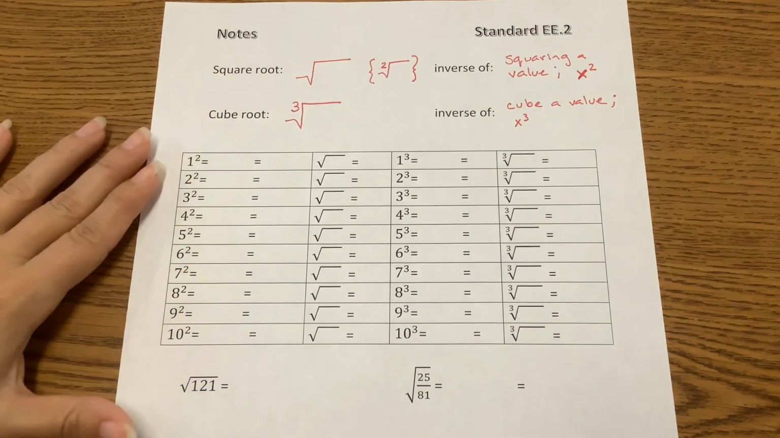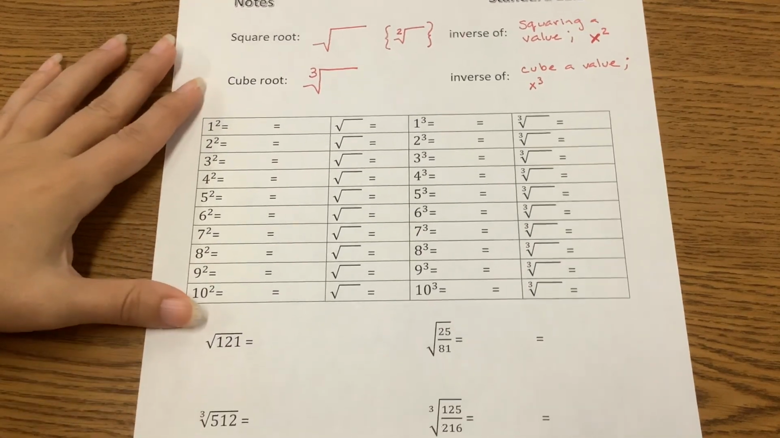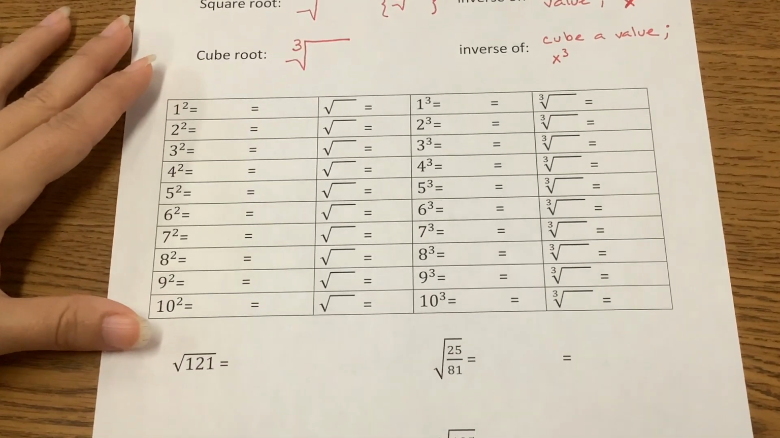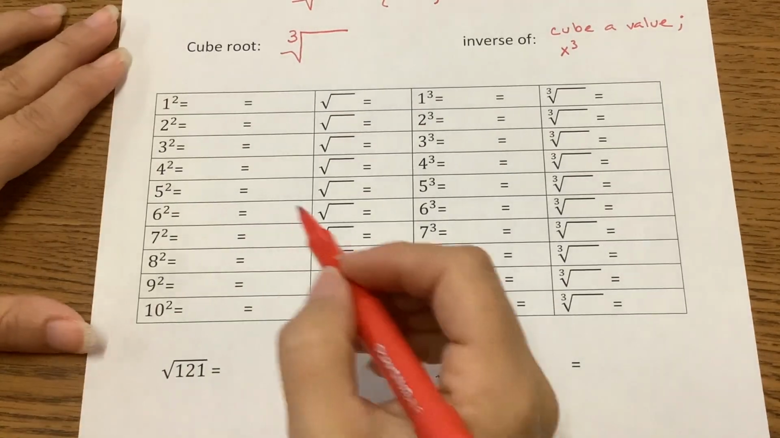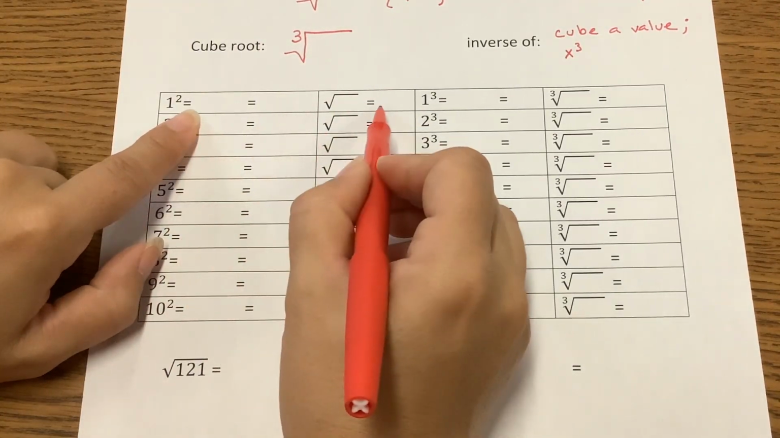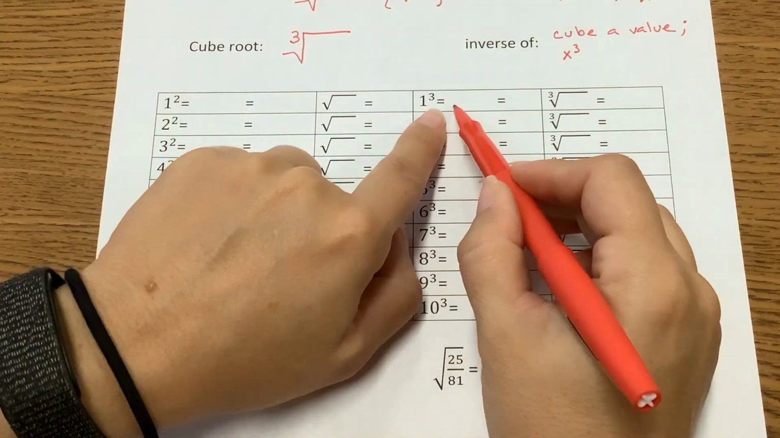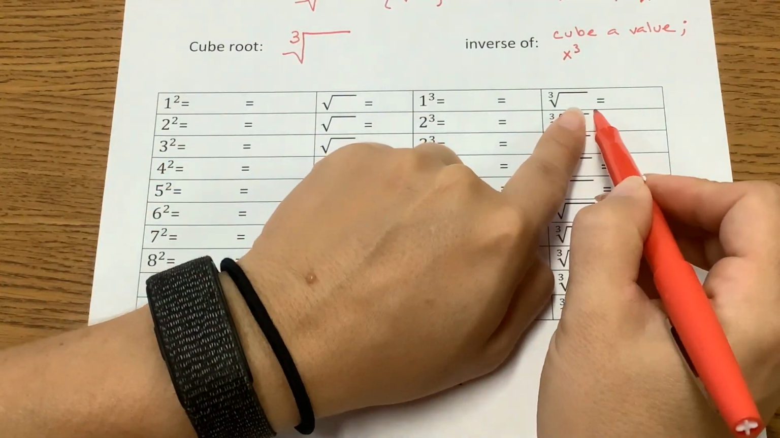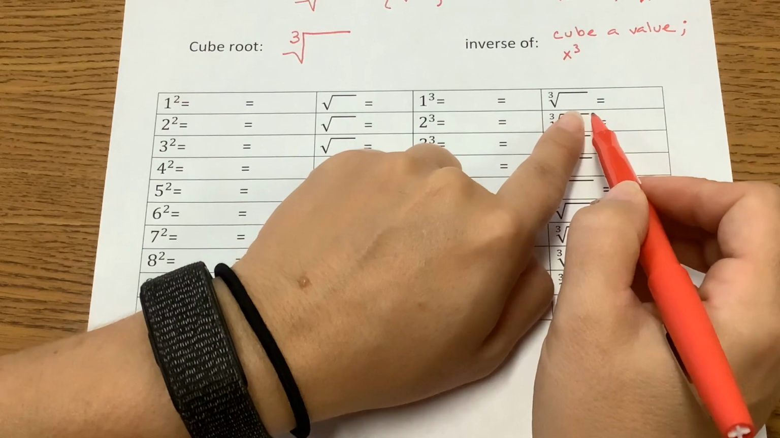Now, these columns in this table are just to show us the pattern in squares and square roots, in cubes and cube roots. So we're going to take some time to fill those out.